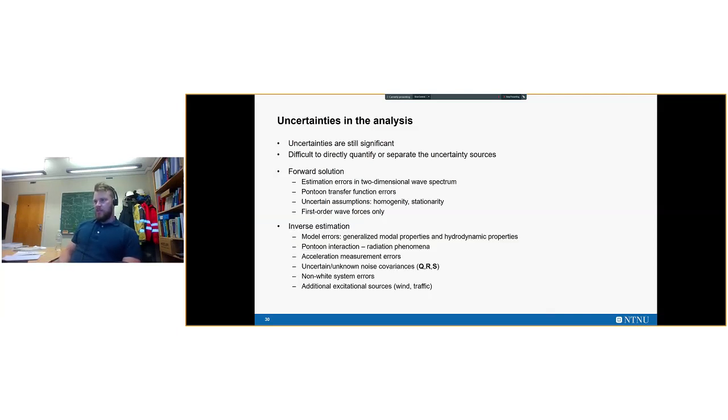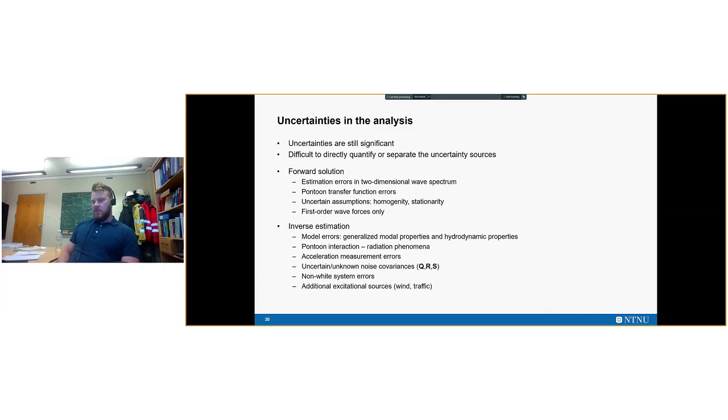For the inverse estimation, it's mainly the model errors that give some errors to our identified forces. And as mentioned before, the force identification is very sensitive to these errors. So errors in a model will always be a problem.